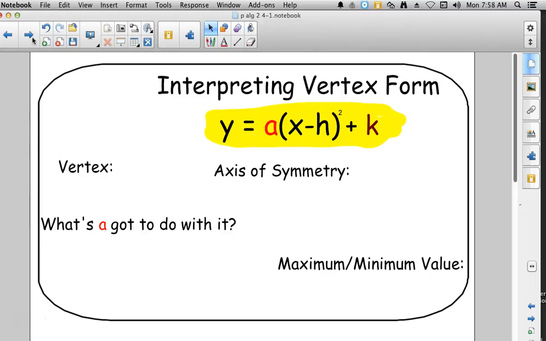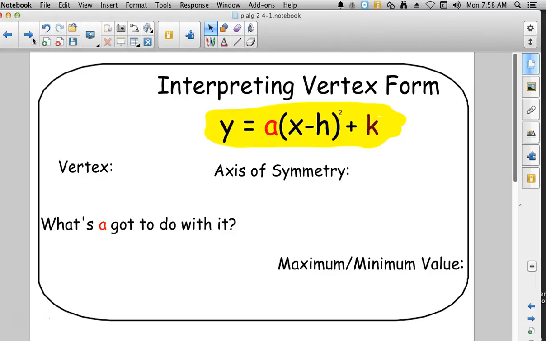We've got this nice A, H, and K. And I hope you're thinking ahead to, boy, if these are in standard form, I hope we find out a way to change them into vertex form so that I can graph this really easily. And we do, and it's a process called completing the square, and we're going to talk about that process, in fact, in this chapter. So, vertex form, here's what we know.